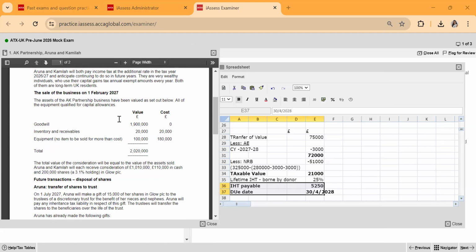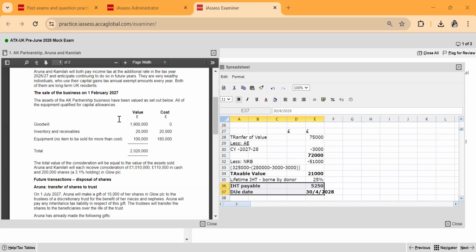Okay, we are just reading the part. I've not solved anything. We are just reading the third part that we need to do. I'm just reading the exhibit, and then when I solve it, you will understand how we are solving it. So I'm reading this part. The sale of the business on 1st February 27. The assets of the AK partnership have been valued as set out below. So, what are the details given? And all of the equipment qualified for capital allowances.